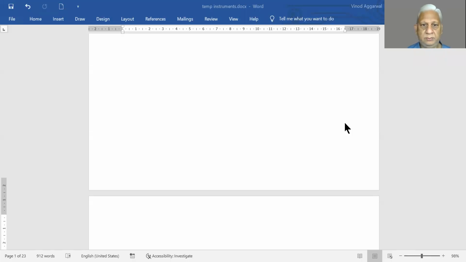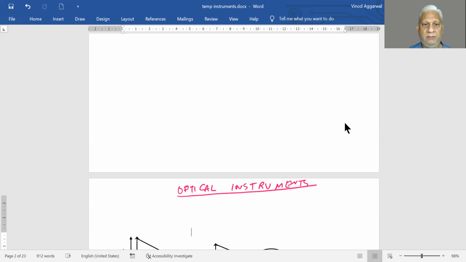Today's topic is optical instruments. Here we will study microscope, telescope, and some eye defects.